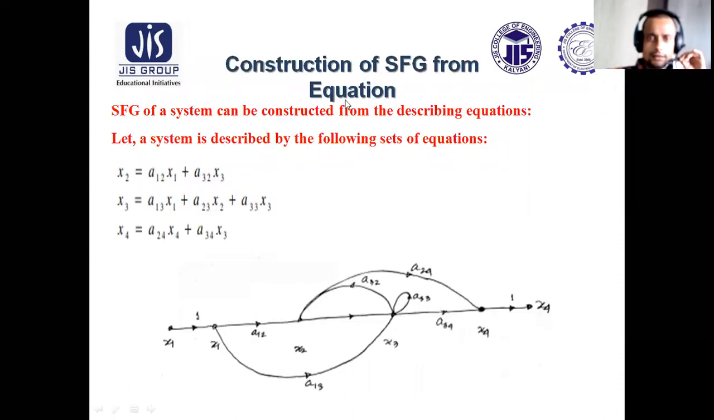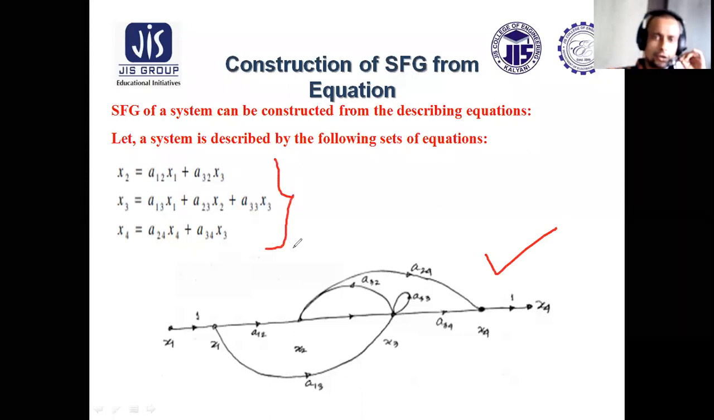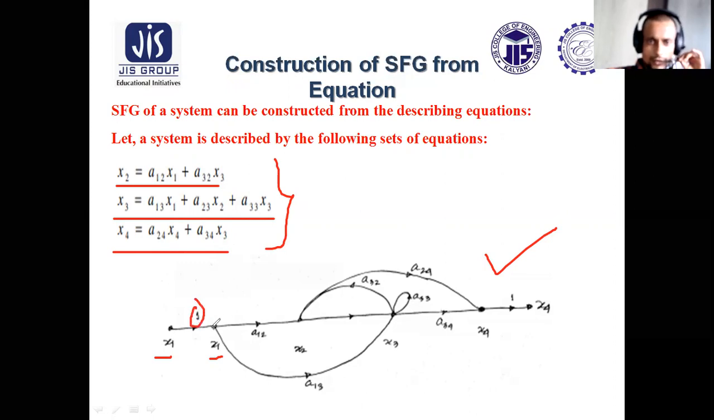Now let us discuss how we can draw SFG from the describing equations of a system. So let us assume these are the equations of a system. So x2 equals A21 x1. So let us assume this is x1. If this is x1, this is also x1, because in between these two there is one transmittance. So both will be x1.